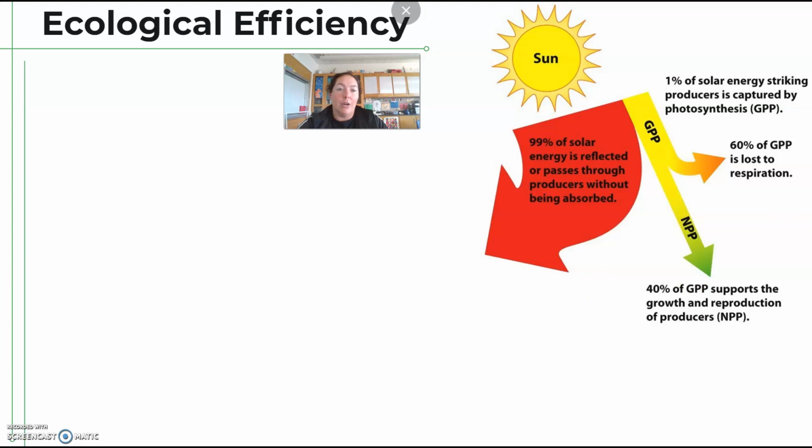So if you take a look at this diagram here, so 99% of the solar energy is reflected or passes through producers without actually being utilized. 1% of that is actually captured through photosynthesis and creates gross primary productivity. 60% of that gross primary productivity is used by the plants. The plants are using all that energy. 40% is what's left, right? So 40% is like from that 1%, 40% of that 1% is what's left.